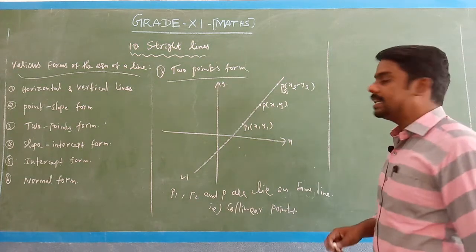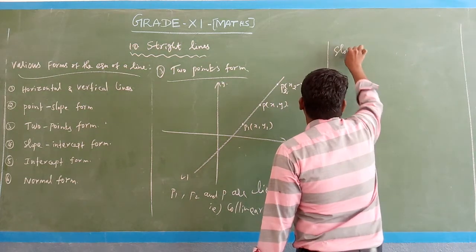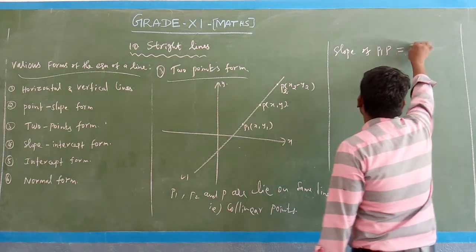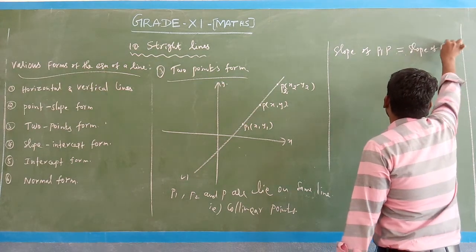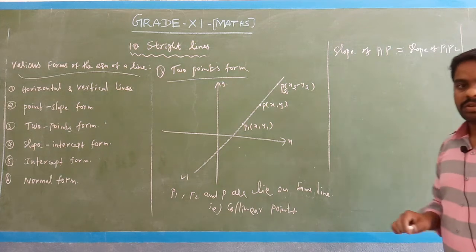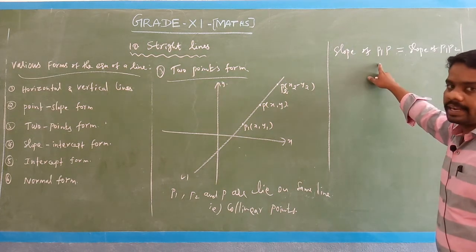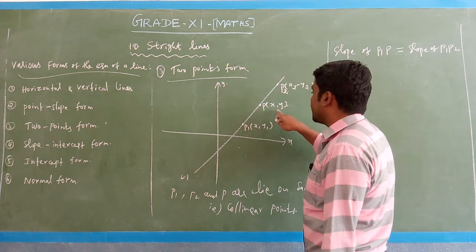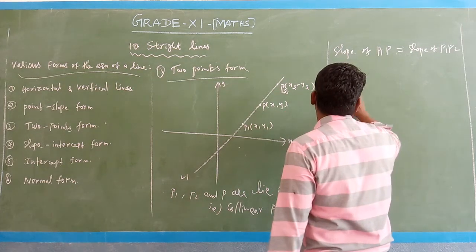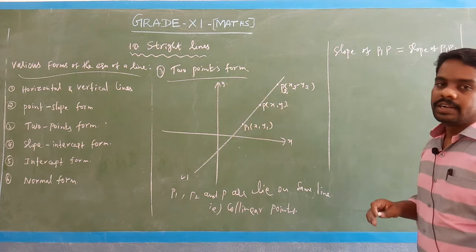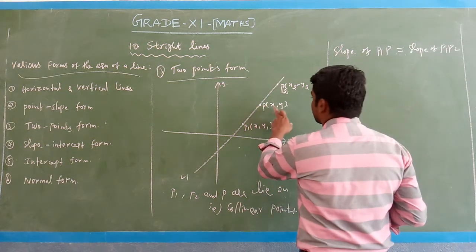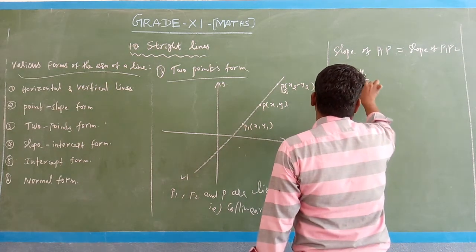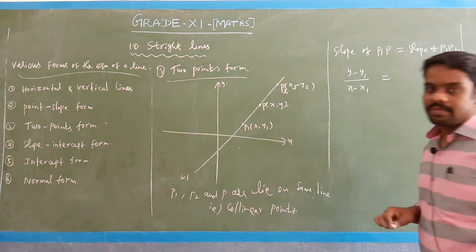We know that the collinear condition is that the slope of P1P is equal to the slope of P1P2. The slope of the line passing through two points is y2 minus y1 divided by x2 minus x1. For the line through P1 (x1, y1) and P (x, y), the slope is y minus y1 divided by x minus x1.